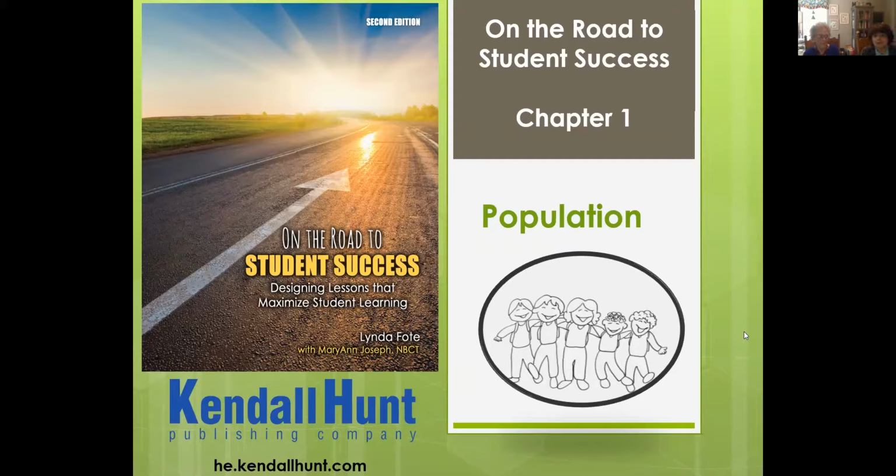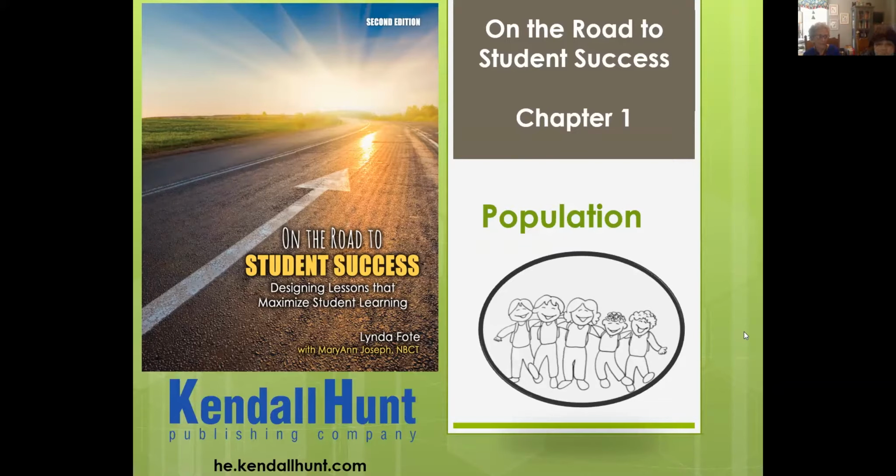So our book is laid out with these big ideas as chapters. And this particular chapter of the book, population, talks about some things that teachers might concentrate on or ways that they can find out more about that population and then apply it to the lesson planning template, which we'll show you in just a few slides.